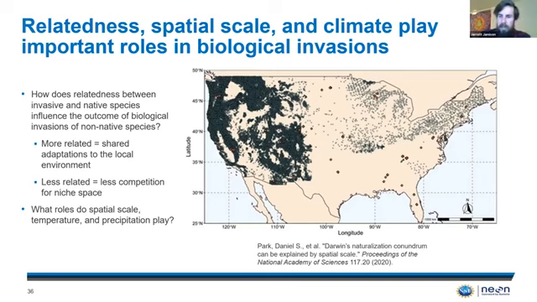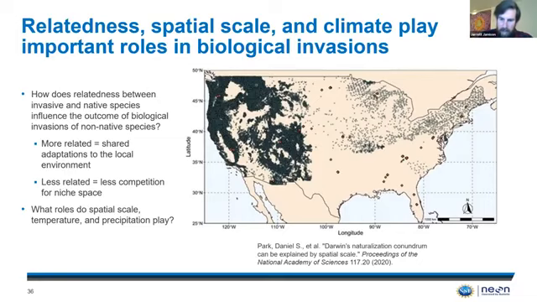Specifically, this research group used plant data from NEON and the US Forest Service dataset to examine patterns of taxonomic and phylogenetic relatedness between native and non-native taxa across thousands of locations, ranging in size and extent from local to regional scales.